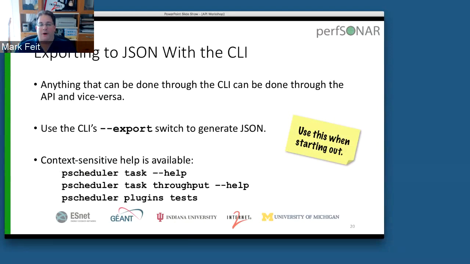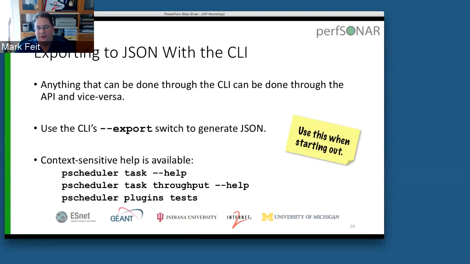Next, we're going to talk about how to make the JSON with the Commandline interface, and this is actually a really good stepping stone to doing it yourself. Because the Commandline interface and the API mirror one another, anything that you can do with one can be done with the other. And that makes the Commandline interface a really handy tool for putting these things together when you're just starting out, if you don't quite know what to do with it.